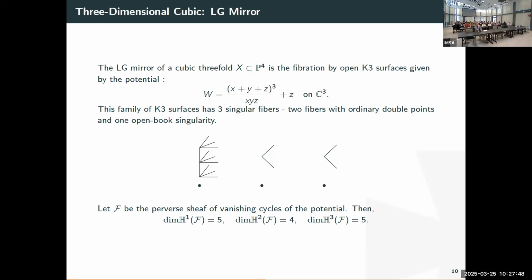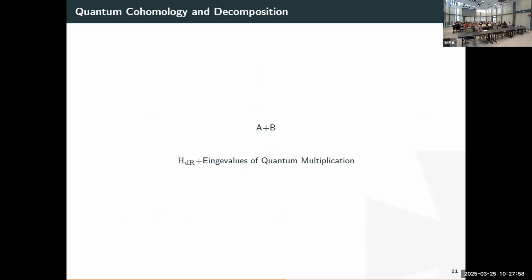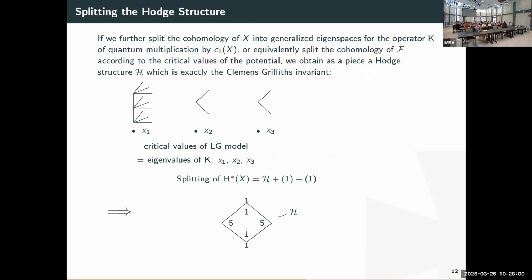So the perverse sheaf of vanishing cycles, meaning the fixed singularity theory, tells you quite a bit about the Hodge structure of your initial manifold. In fact, more is true.